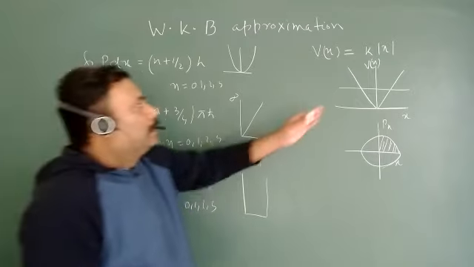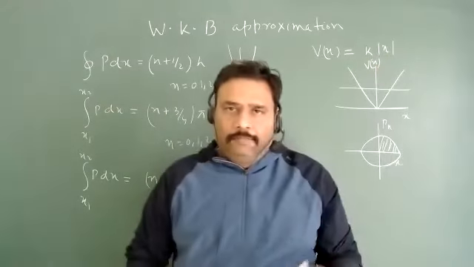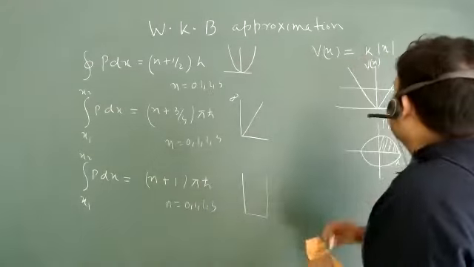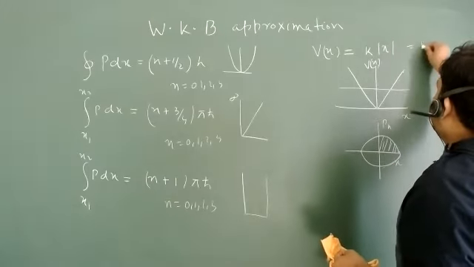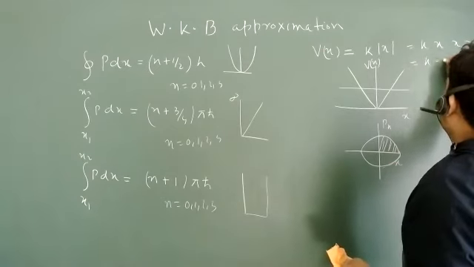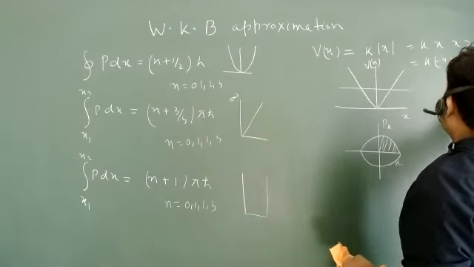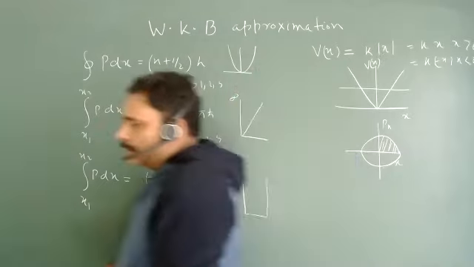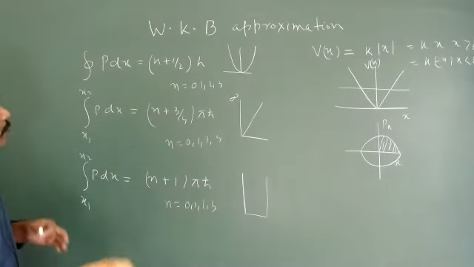And obviously this is mod x, so I know the value of mod x. Mod x can be defined as kx when x is greater than 0, and k times minus x when x is less than 0, and you can just use this.